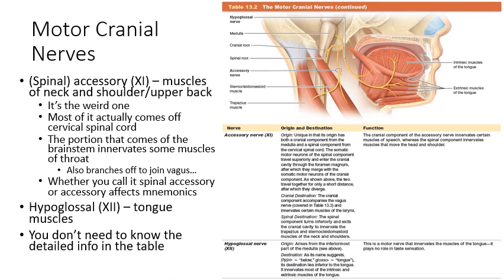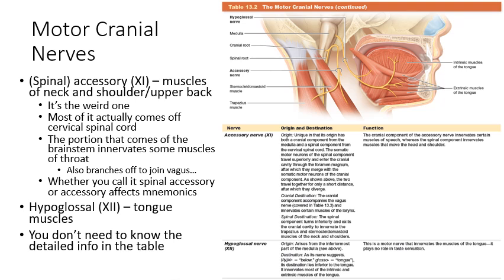Then you also have a couple more motor cranial nerves, which are cranial nerve 11, which is the accessory nerve. It's also called the spinal accessory nerve. That nerve is kind of weird because part of it comes out of the brainstem, but part of it is coming out of the spinal cord. So that's why they call it the spinal accessory nerve. It's still classed as a cranial nerve though, because part of it's coming out of the brainstem.